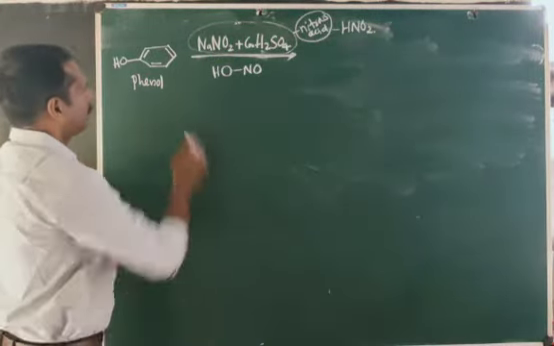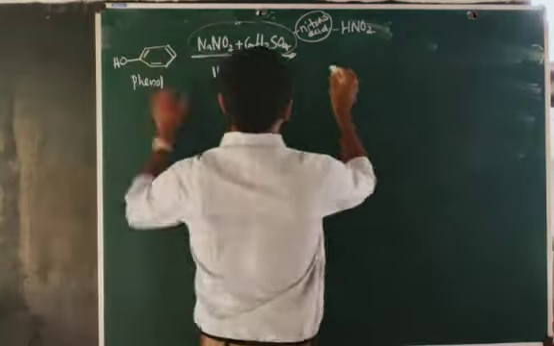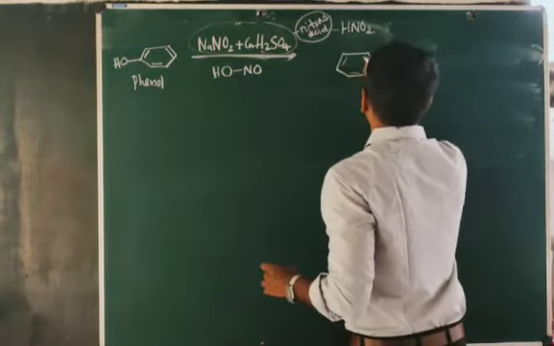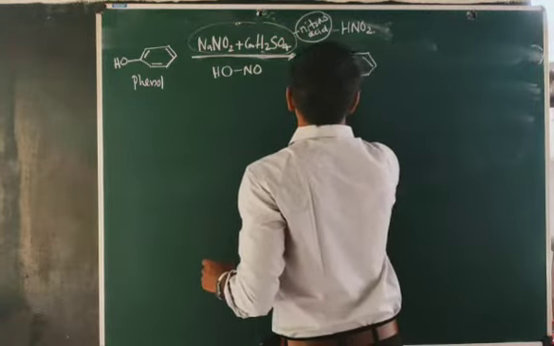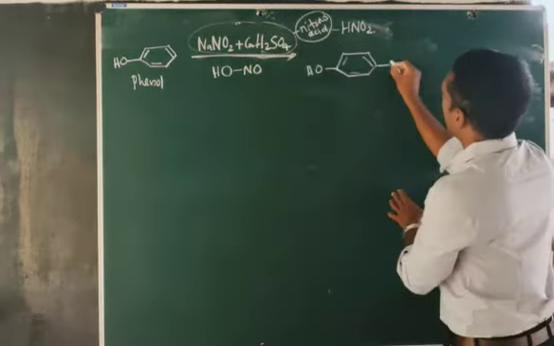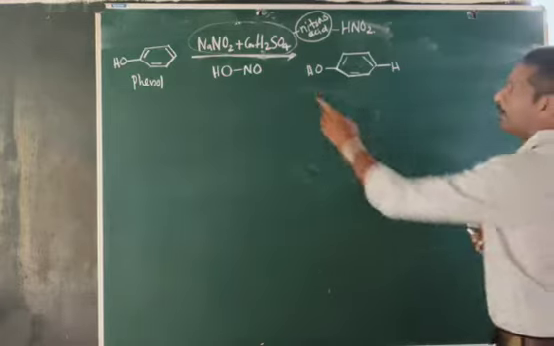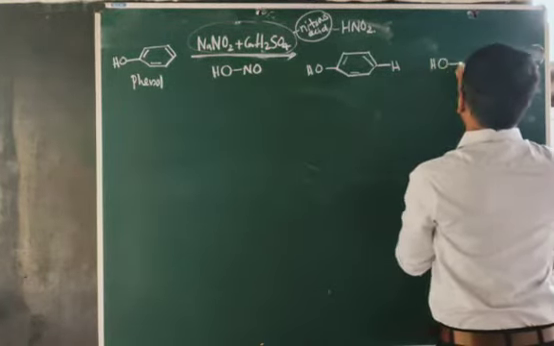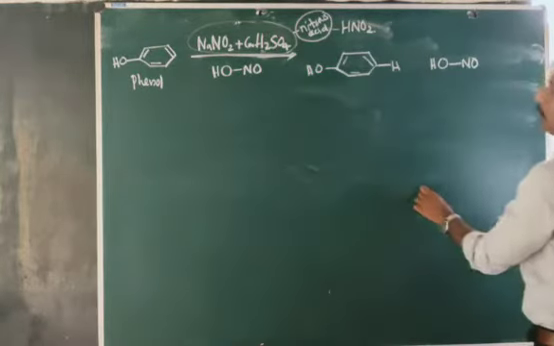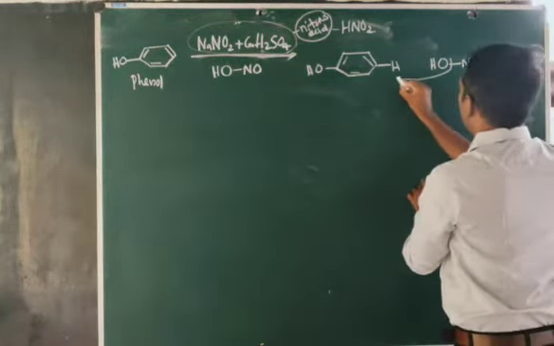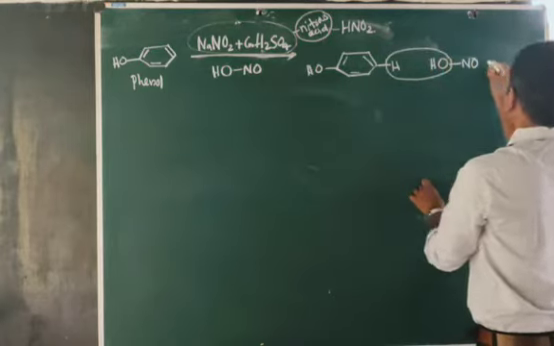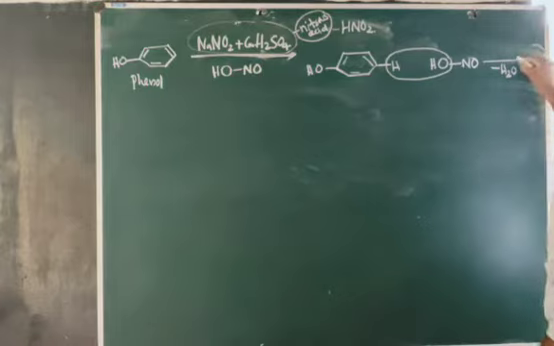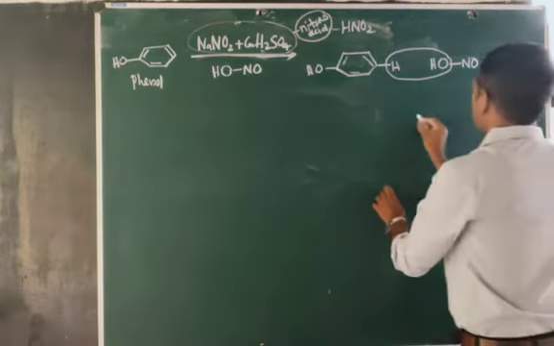Now what is happening? I am writing the same structure once again for better understanding. Here is our phenol, OH, and of course here is a hydrogen atom. Now I am writing our nitrous acid, which can be written as OHNO. So what will be eliminated? H2O will be eliminated. And what do we get? We get a structure like this.